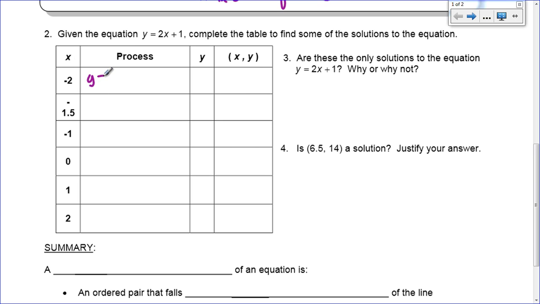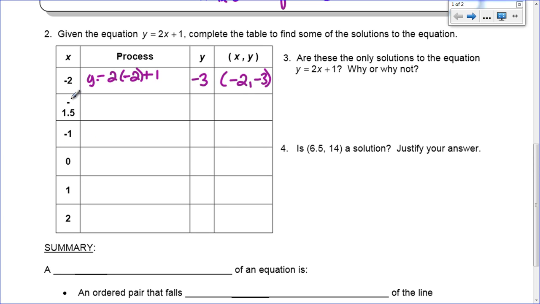So I get y equals 2 times negative 2 plus 1. Well, 2 times negative 2 is negative 4, plus 1 is going to be negative 3, so y equals negative 3. So my ordered pair is going to be negative 2, negative 3. This is going to be a solution to this equation, because if I plug these back in, it's going to make that a true statement. Once I plugged in x, I got this back out as an output. When I put this into the input, this became the output, which makes that a true statement.